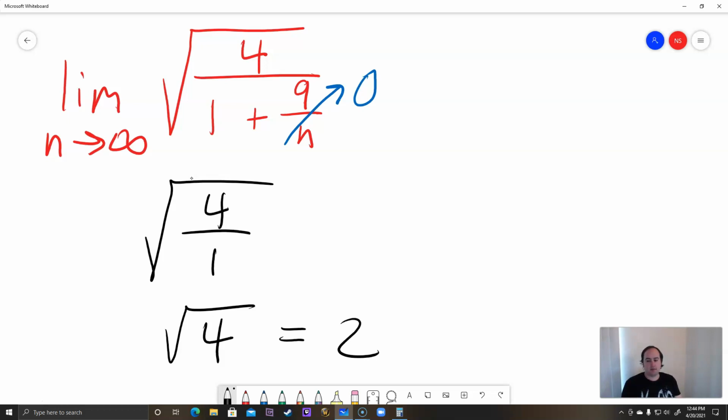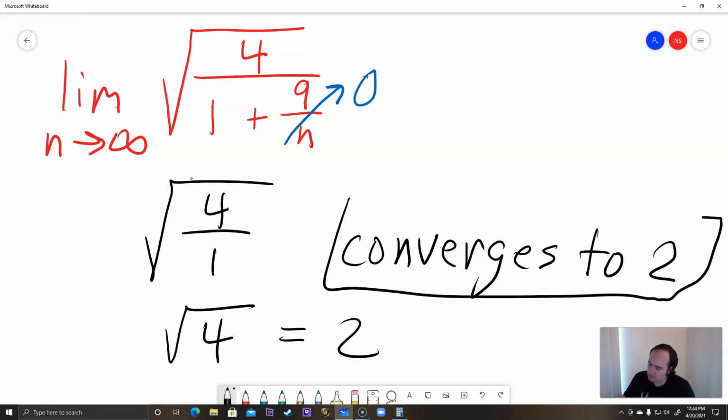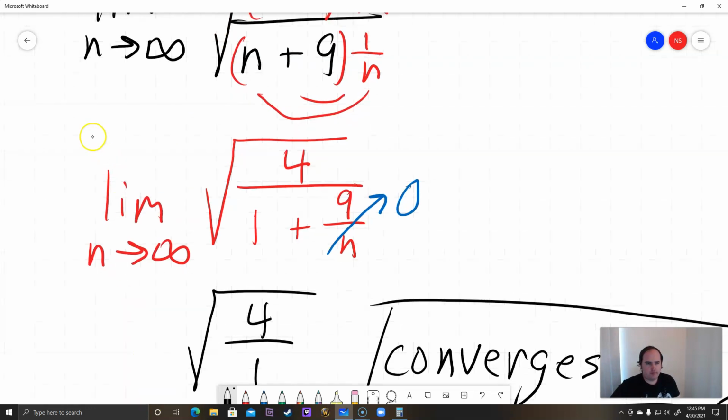Okay, so our answer is 2, and because 2 is a finite number, we say the sequence converges to 2. All right? So if you know the trick, that one's pretty easy. Okay? And I'm just going to do a couple more.